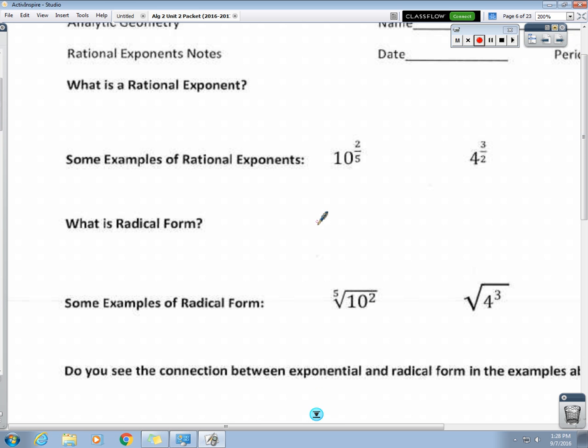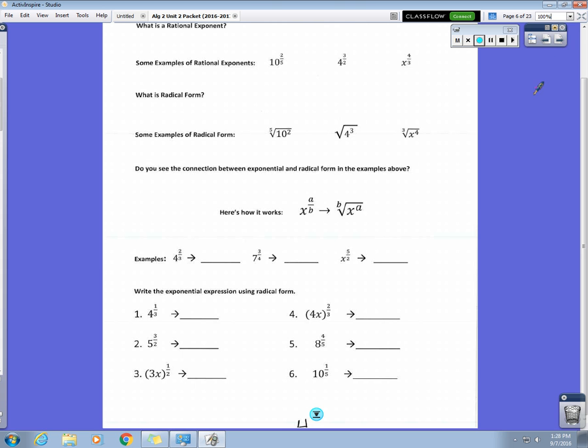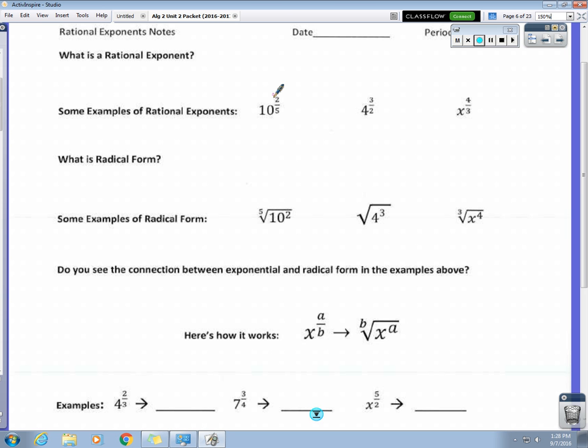Alright, today we're going to be talking about rational exponents and radical form. These are some examples of rational exponents. Okay, 10 to the 2/5 power, 4 to the 3/2 power, x to the 4/3 power. The reason it's a rational exponent is because what is your exponent? A fraction. Okay?